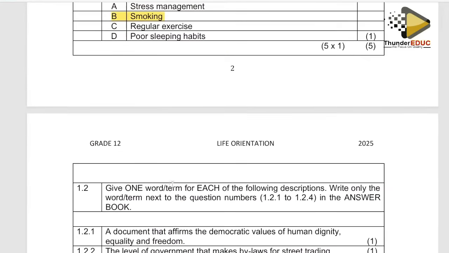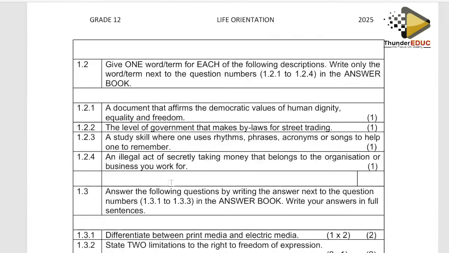Now, let's move on to 1.2. When we come to 1.2, the question requires us to give one word or term for each of the following descriptions. So write only the word or term next to the question numbers 1.2.1 to 1.2.4 in the answer book.